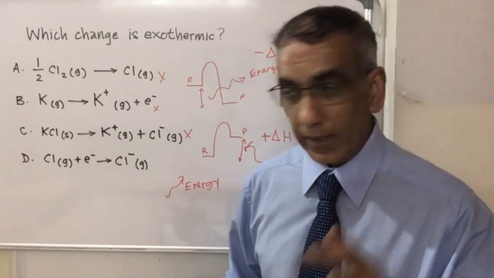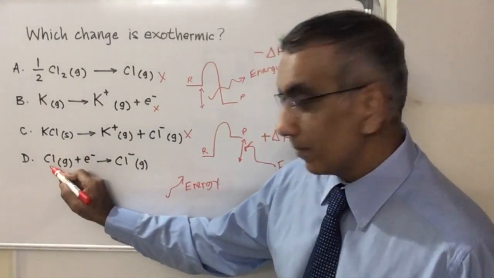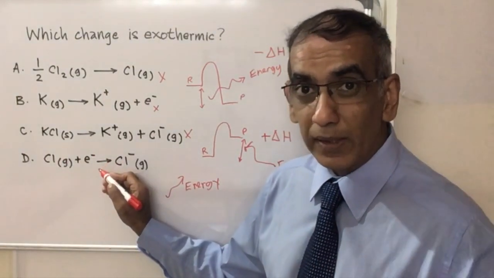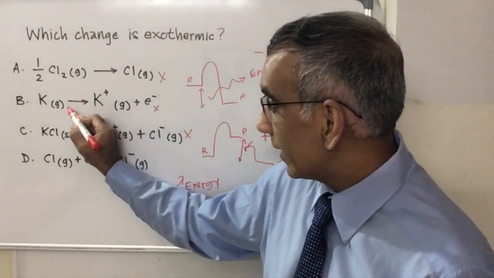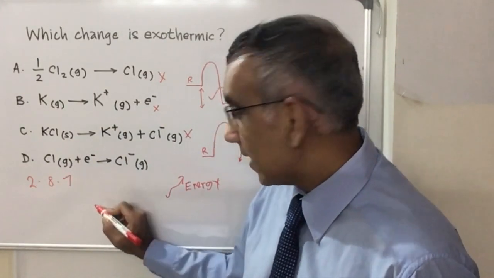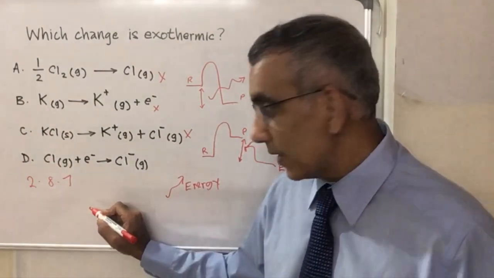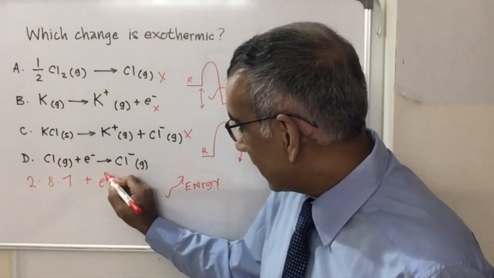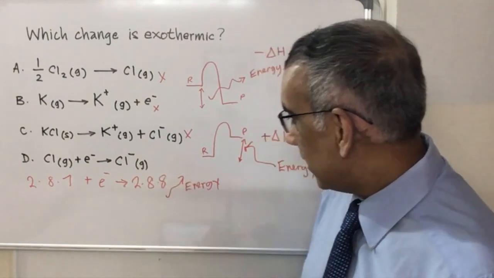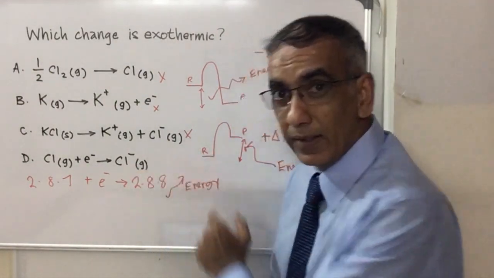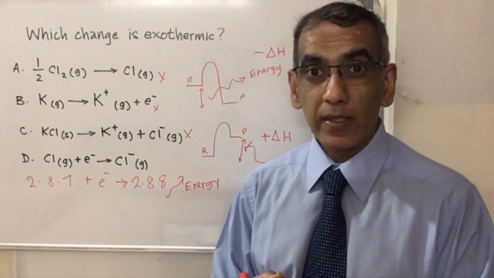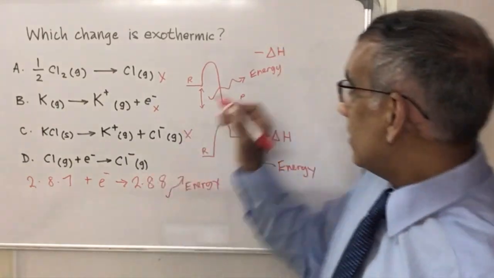Let's have a look at why. A chlorine atom in the gas state gains an electron. It's building up now. It's not breaking apart like here. It's 2, 8, 7, needing that one valence electron and then getting it to become 2, 8, 8, which is the chloride ion here. That is very much a building up process, a bond making process. And bond making is exothermic.